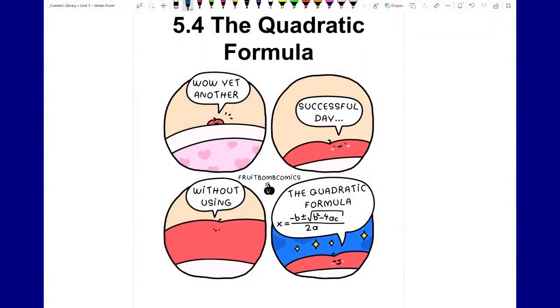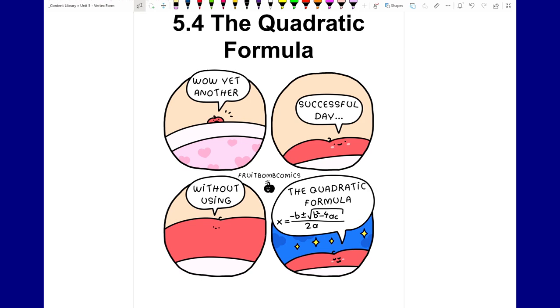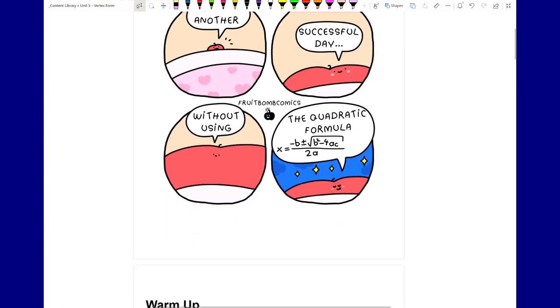In today's lesson, we are going to be looking at the quadratic formula. This is our last lesson of this unit, where we're looking at solving equations using quadratics. The quadratic formula is an important formula that you will be using because it is a helpful way to find solutions when we can't use some of the other methods.